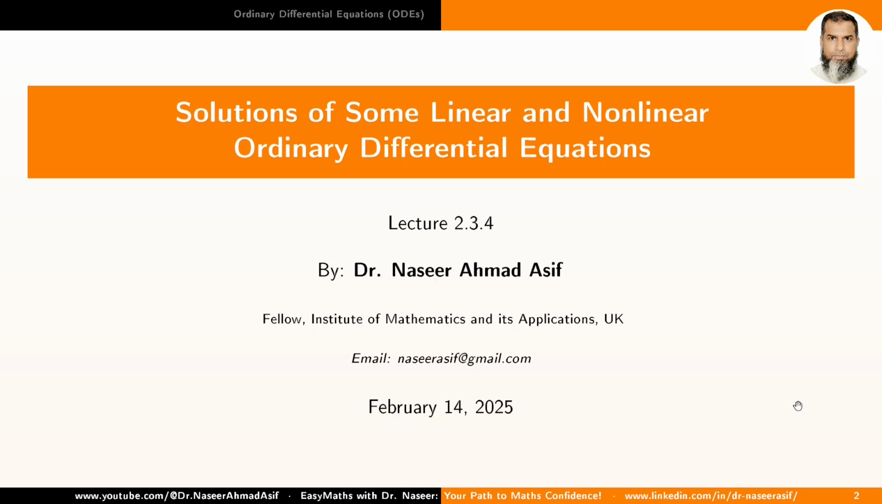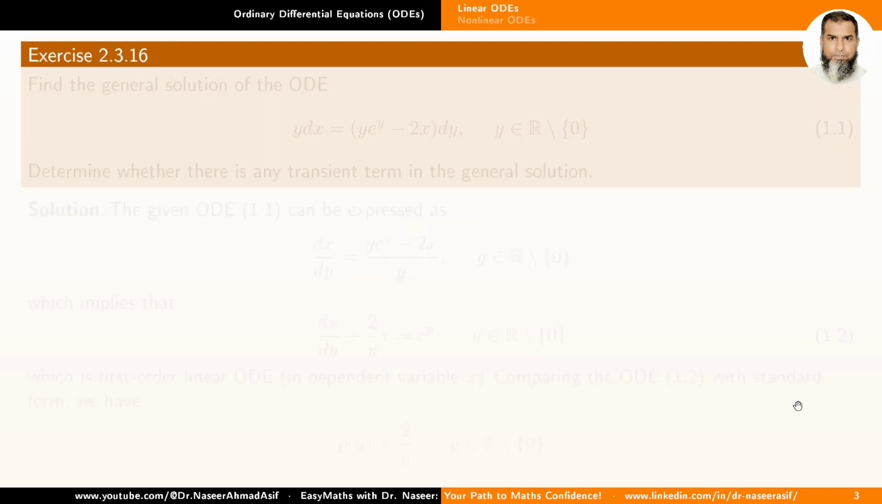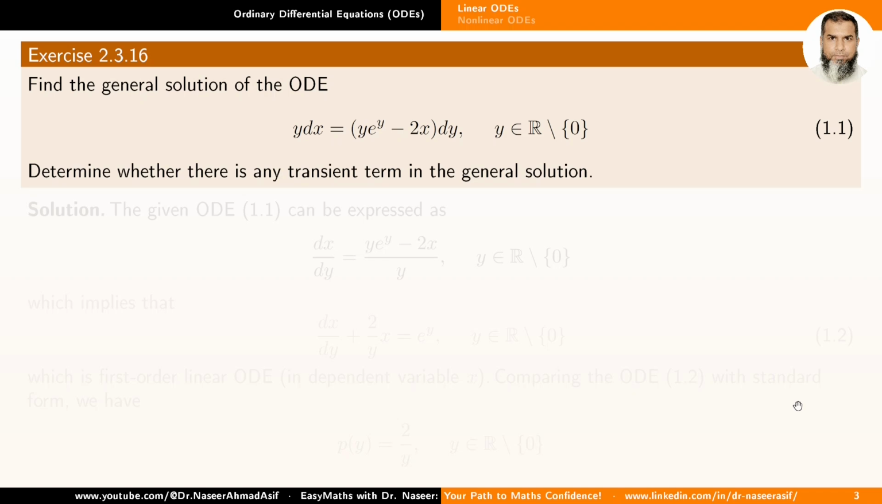Well, in today's lecture, we will see some exercises related to first order linear ODEs. Well, see an exercise. Find the general solution of the ODE y dx is equal to y into exponential of y minus 2x into dy, where y belongs to R other than 0. Determine whether there is any transient term in the general solution.